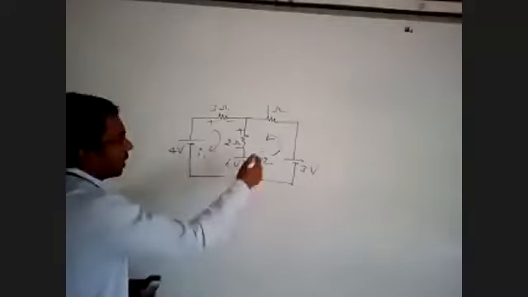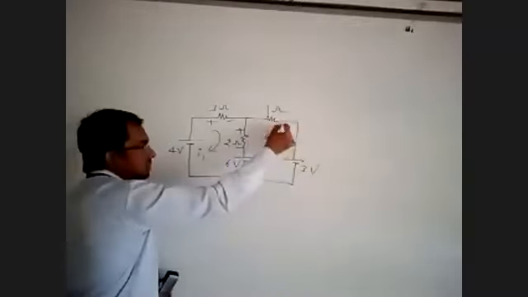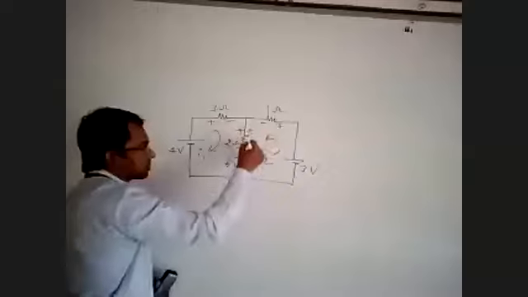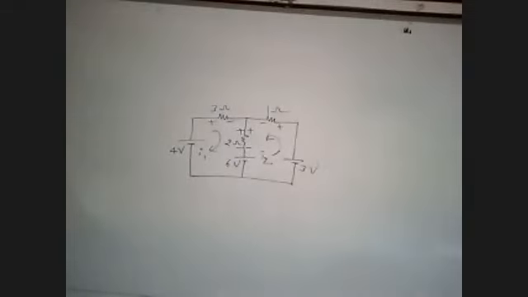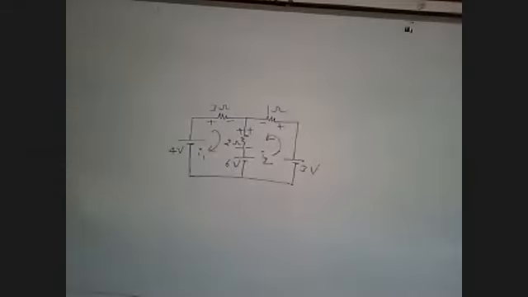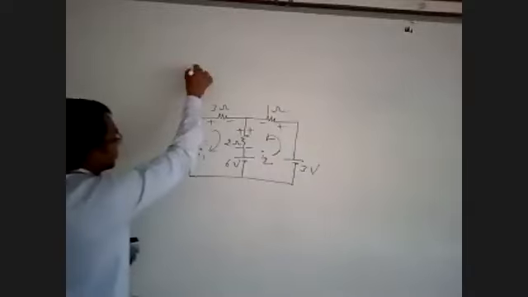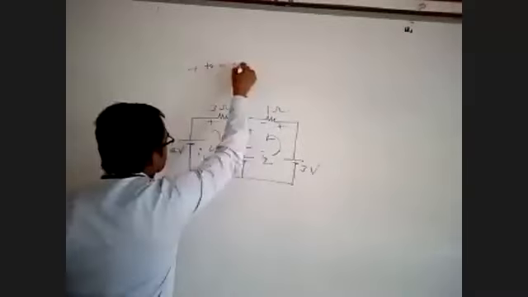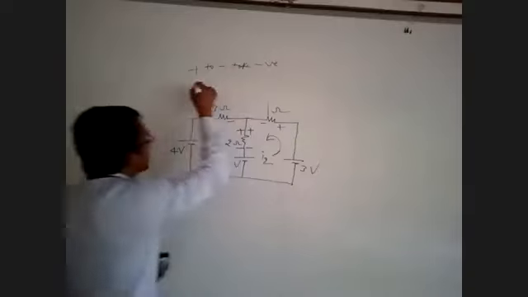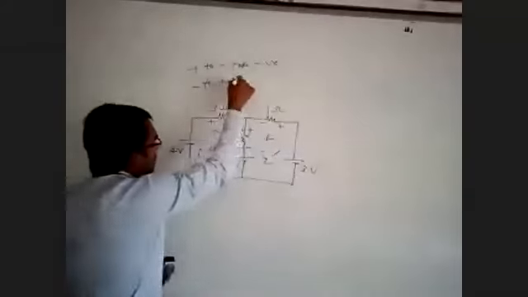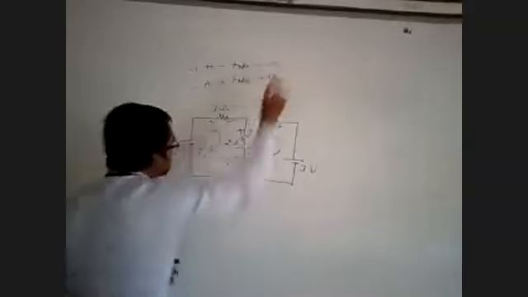Similarly, the I2 direction is this direction, plus and minus. In the second loop also, I had taken plus and minus only for resistors, but not for the voltage source. Now I will start writing the loop equation by considering: if current flows from plus to minus, take a negative sign. If it is flowing from minus to plus, take positive.